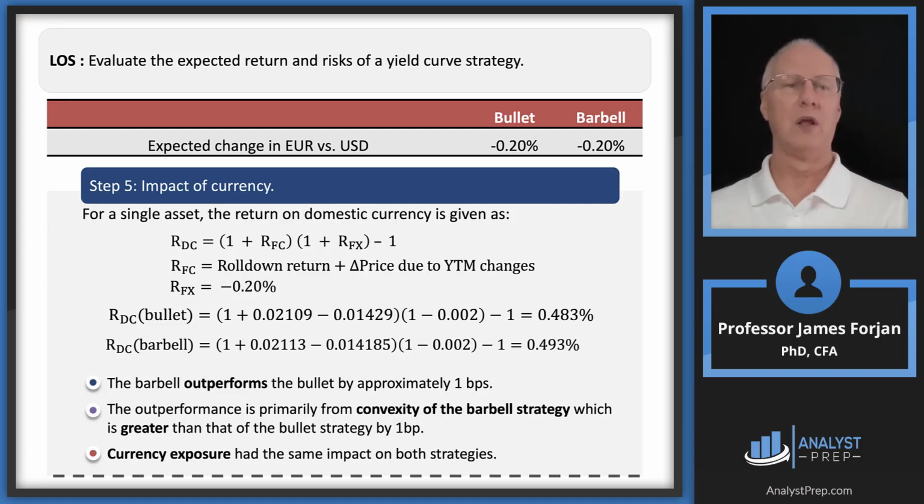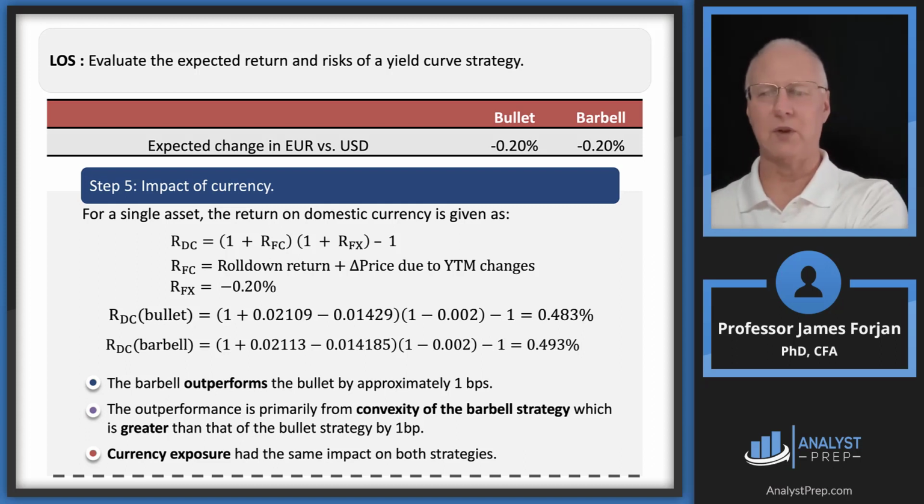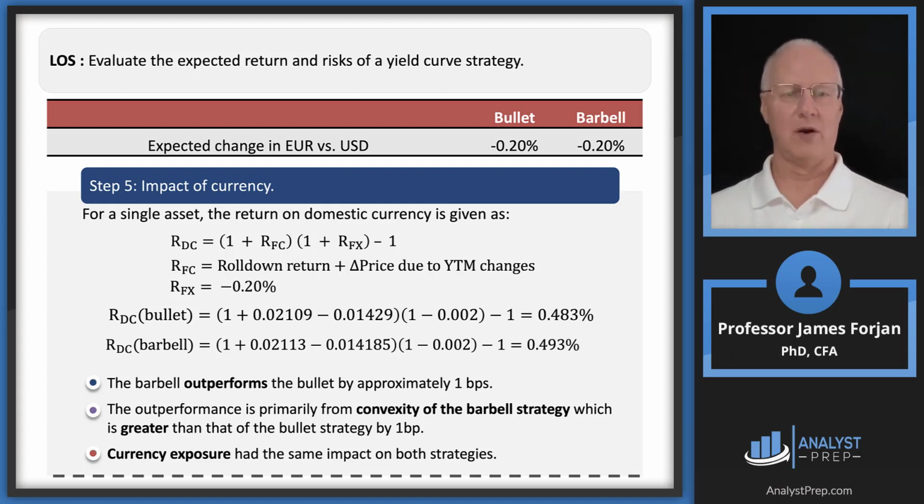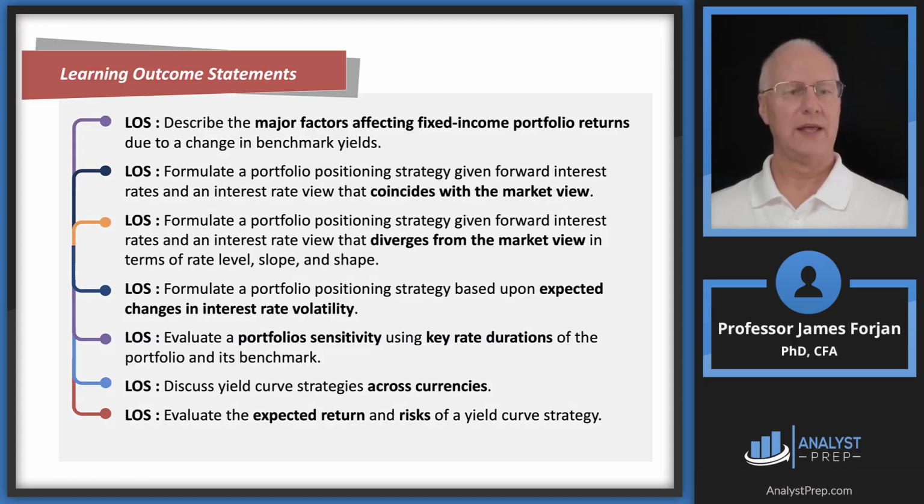And then here's our impact of the currency. We're just going to do the same formula that we had before, and there's our 0.2% depreciation, so we get 483 and 493. So what do we say? The barbell outperforms, probably from the convexity. And I think that takes us through all of these learning outcomes.